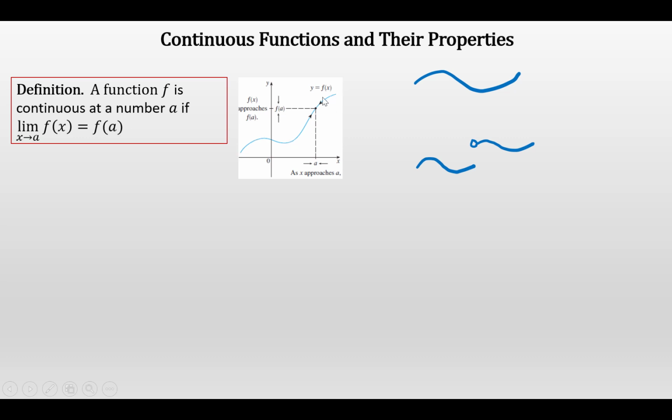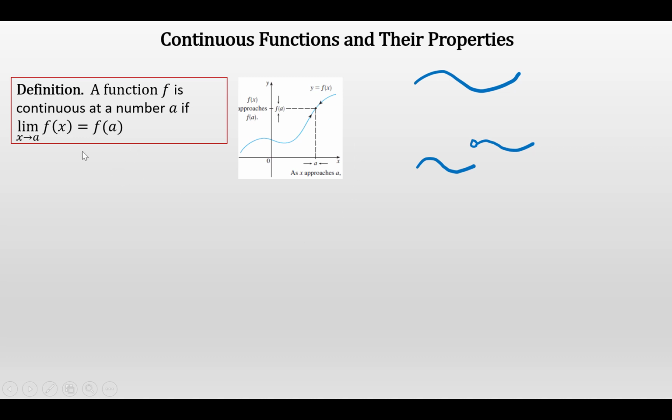Here is a graph of a function that you probably would agree it is continuous. Yes, it is continuous. Let's check the condition here. As x approaches a, f(x), as you can see, the limit of f(x) should be equal to this value. And that is exactly the same as f(a). So this definition is satisfied for this graph.